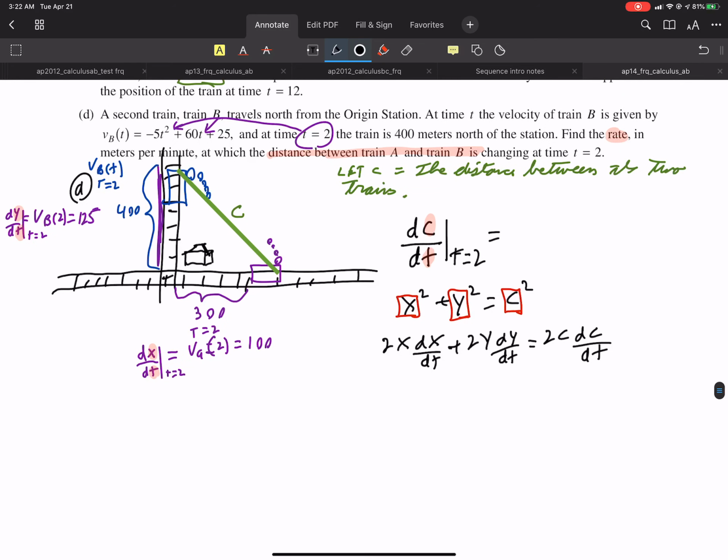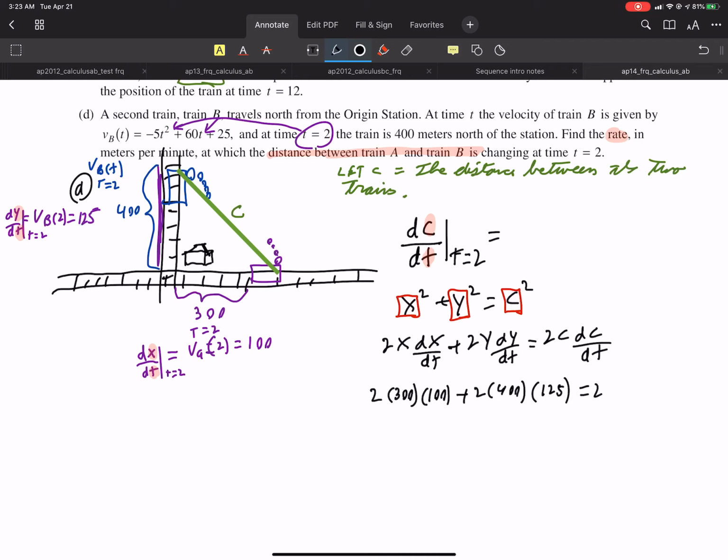So I just plug in the values that I know. x is given right here, 300 at that time. dx/dt was 100, and it's positive because it's moving right. And dy/dt is positive because it's moving up. So it's 2y, they give us here, it's 400. And dy/dt is 125, positive because it's moving up.